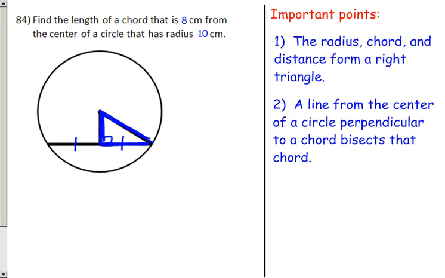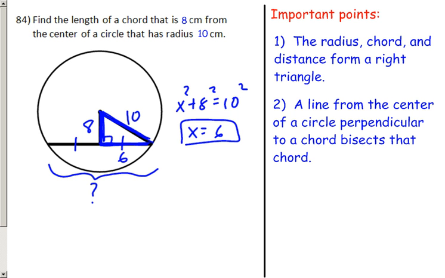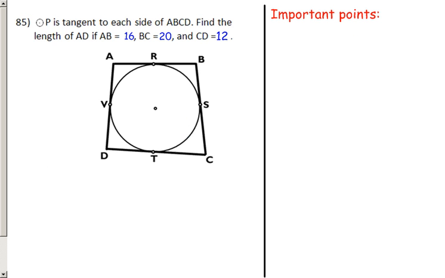That cuts this chord in half. And that's a main property that you're going to use to find the length of the entire chord, because what I'm concerned with is how long this chord is. Well, it tells us that the chord is 8 centimeters from the center. So that's the distance. And then the radius is 10. If you've seen this triple enough times, you realize that this is going to be 6. If you wanted to, you could call it x and do your Pythagorean theorem. But hopefully by now you could tell that that's going to be 6. Well, if that's 6, so is the other part, which makes the entire chord, which is what I wanted to find, 12. That was number 84.